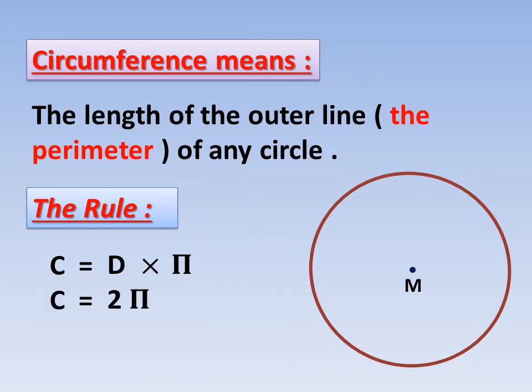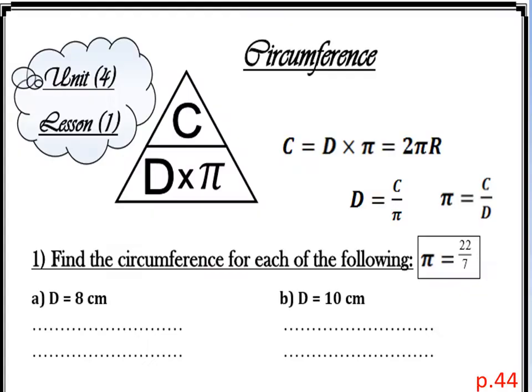And now the second rule, C equals 2 pi times r. C is the circumference, pi is the constant value, and r is the radius. When we take out the diameter, we put 2 pi r instead of it. The radius is the line which joins the center point with any point on the circle, which is half the diameter.